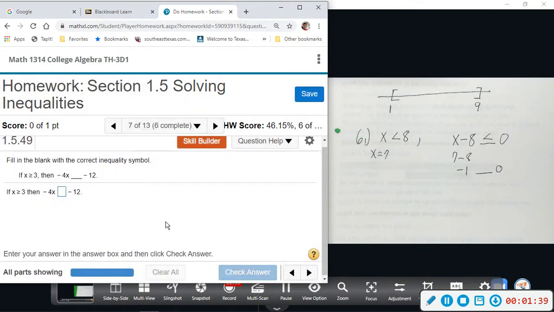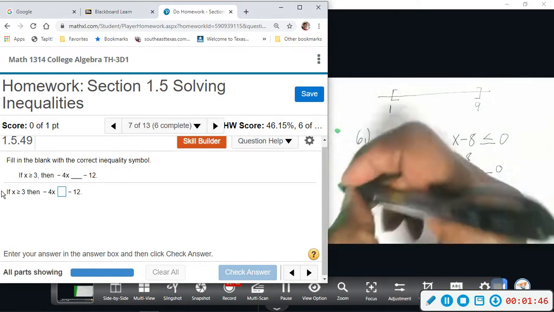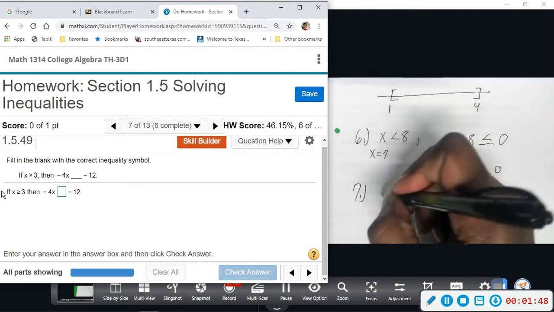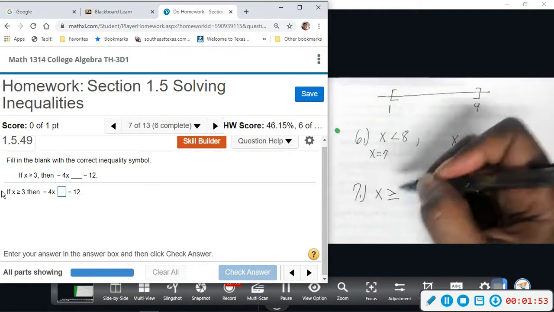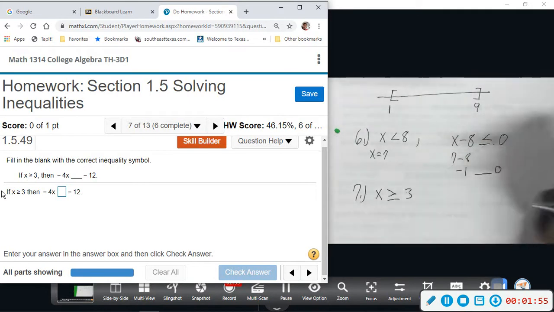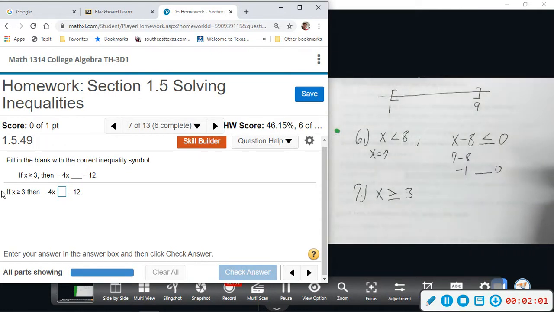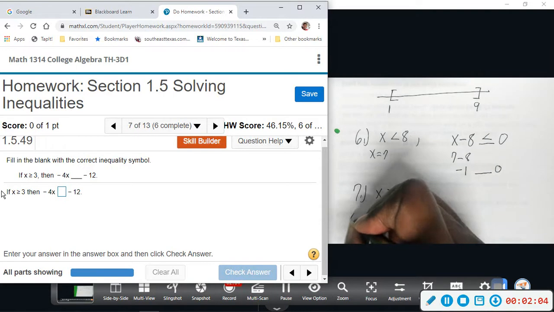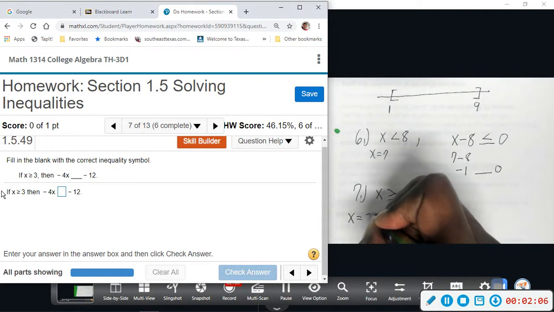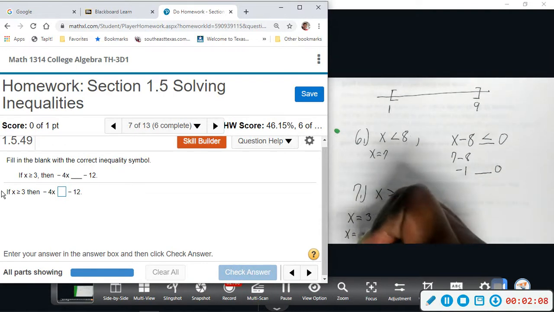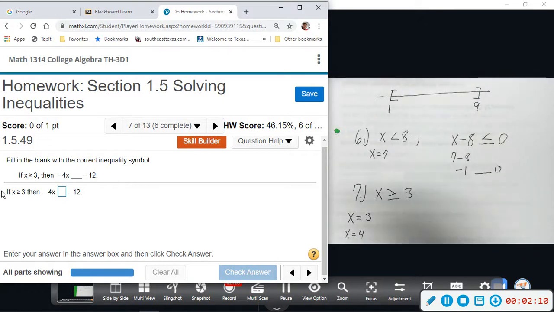Number 7, again, we're going to fill in the blank with the correct symbol. So if x is greater than or equal to 3 this time, we need to look at two cases in this sense. We need to look at equal to 3 and then something bigger than 3. So we're going to let x equal 3, and we can let x equal 4. Just really small numbers, and we're going to solve this.